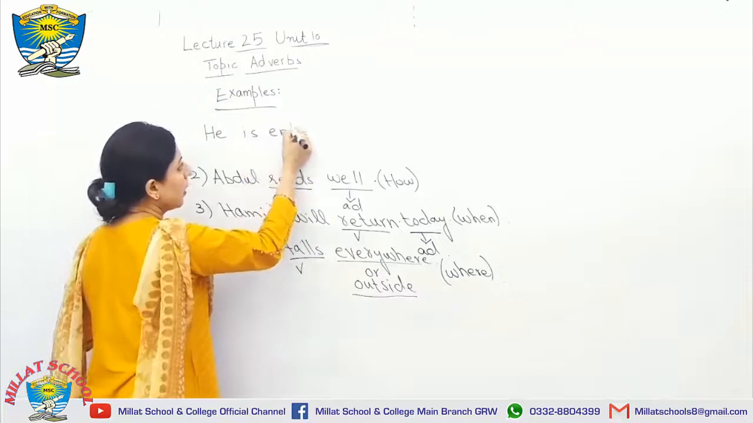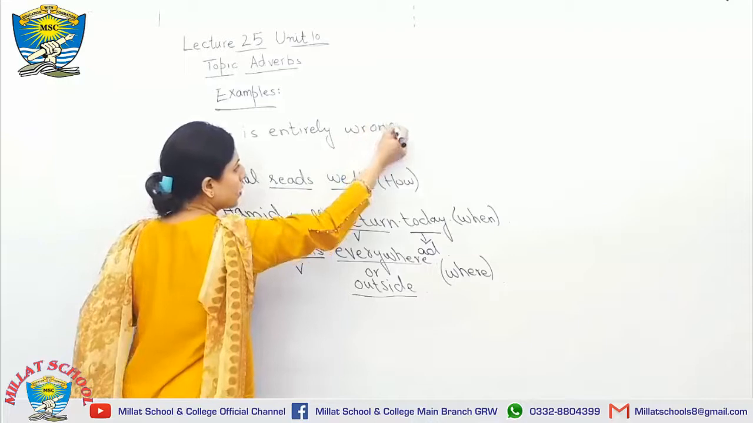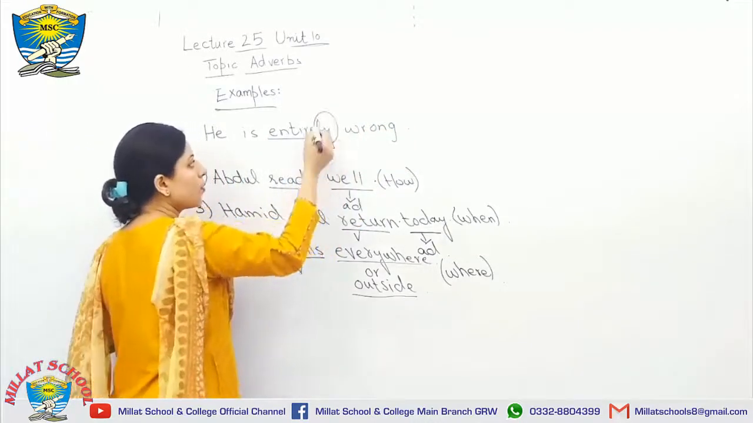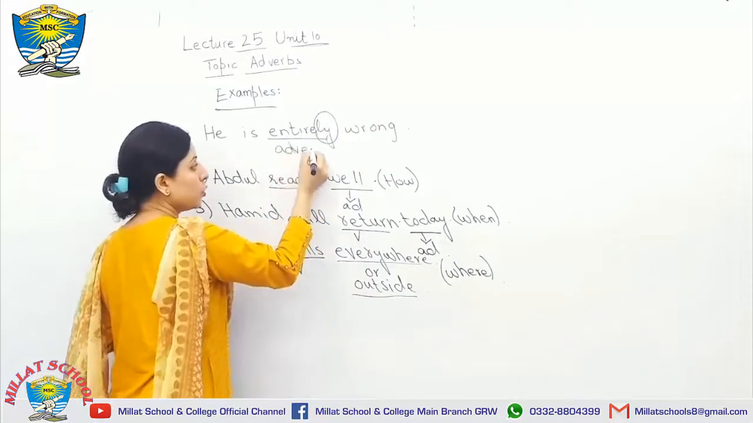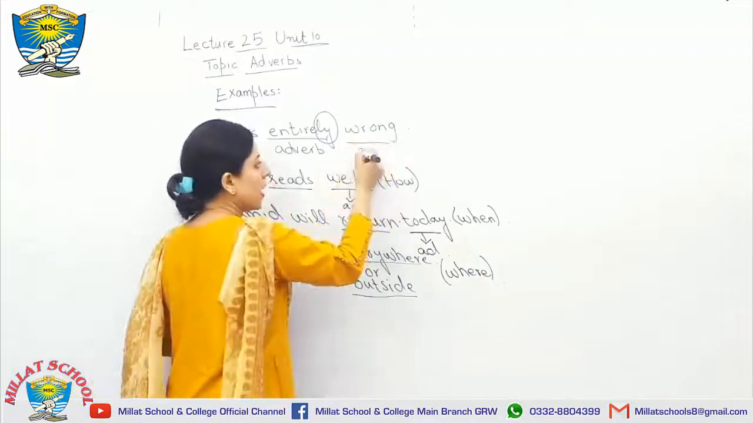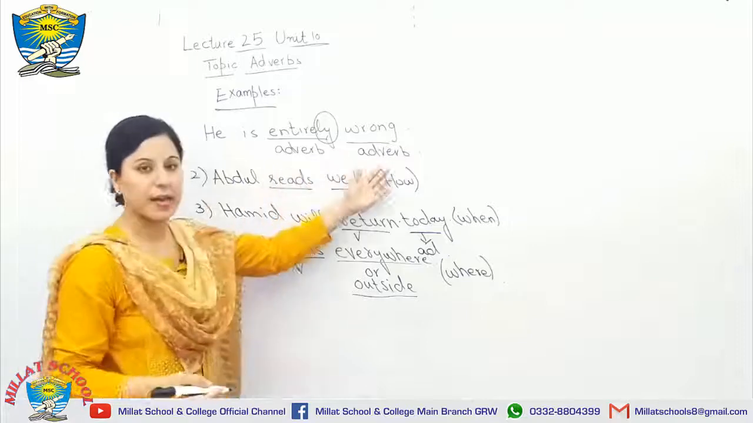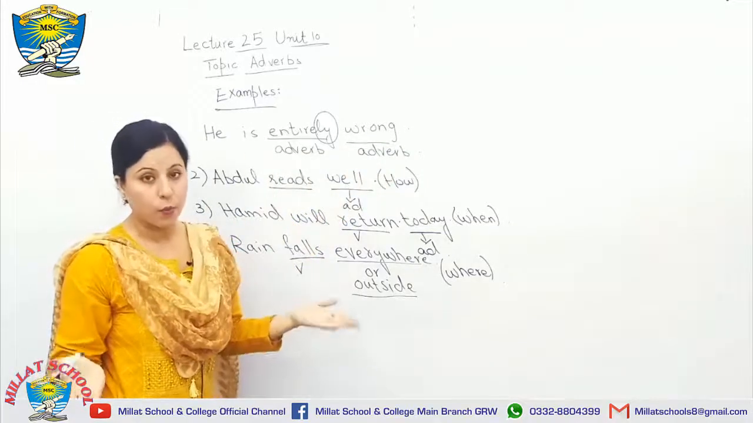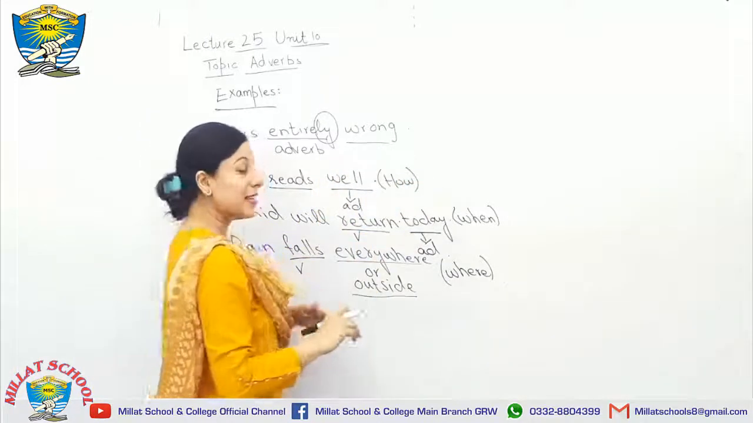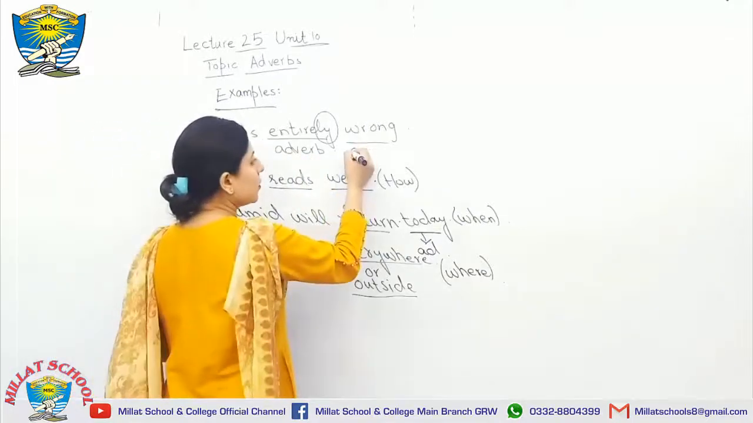He is entirely wrong. What is entirely? It's not your verb. It is ly, so it means it is your adverb and you are giving some more meaning to the adverb, that is wrong. And here is again, this is your adverb. It shows that adverb plus adverb is again what? This is your adjective here. Yes, this was the phenomenon of the fourth definition of the adjective.